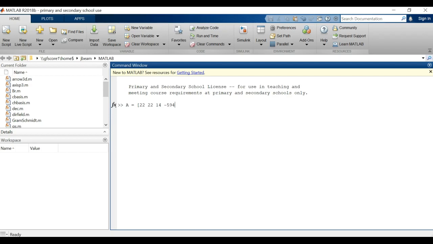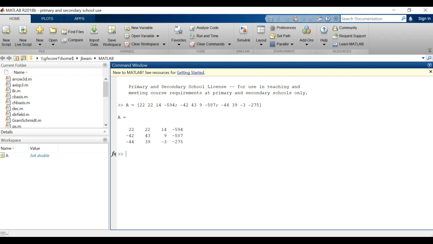Now the way that I tell MATLAB that I've gotten to the end of a row is I put a semicolon. And then I put in negative 42, 43, 9, negative 587. Put a semicolon. Negative 44, 39, negative 3, negative 275. I've got all 3 rows of the matrix in. So I close the bracket to say I've closed the entire matrix. And when I hit enter, it makes it a nice, neat matrix inside MATLAB.